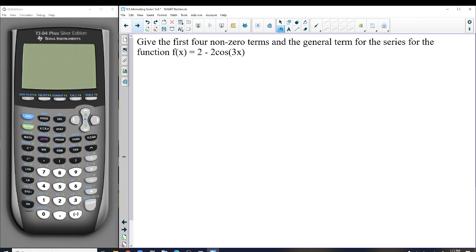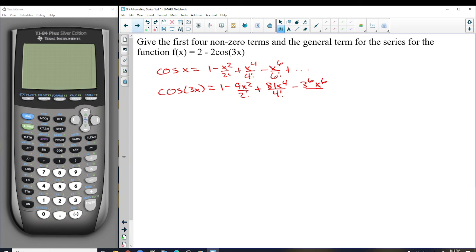Give the first 4 non-zero terms and the general term for the series for the function f of x equals 2 minus 2 cosine 3x. Cosine of x is 1 minus x squared over 2 factorial plus x to the 4th over 4 factorial, minus x to the 6th over 6 factorial. Cosine of 3x is 1 minus 9x squared over 2 factorial plus 81x to the 4th over 4 factorial minus, let's go, 3 to the 6th, x to the 6th over 6 factorial plus keep on going.